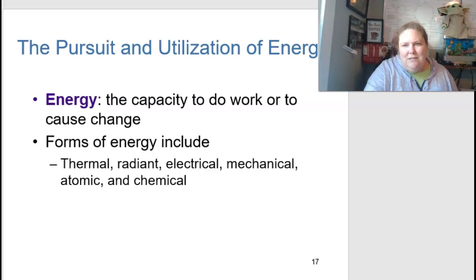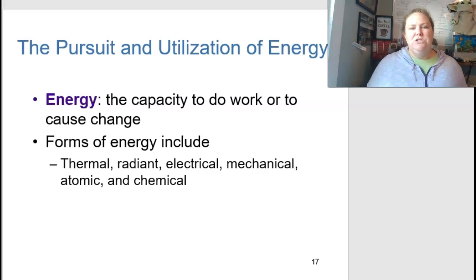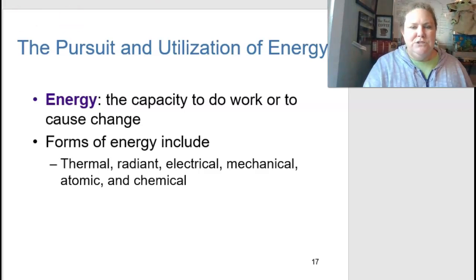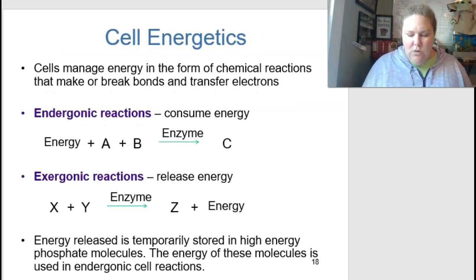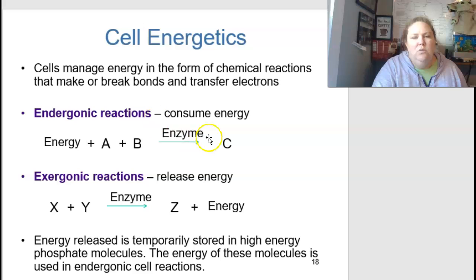Well, what is energy? Energy, by definition, is the capacity to do work or to cause change. And forms of energy include thermal, radiant, electrical, mechanical, atomic, or chemical reactions. And so when we look at cell energies, well, the cells manage energy in the form of chemical reactions that either make bonds or break bonds, and they transfer the electrons. So we have endergonic reactions, and these are the ones that consume energy. So you have the energy plus A and B, you have the action of the enzyme, and it's going to produce a product C.